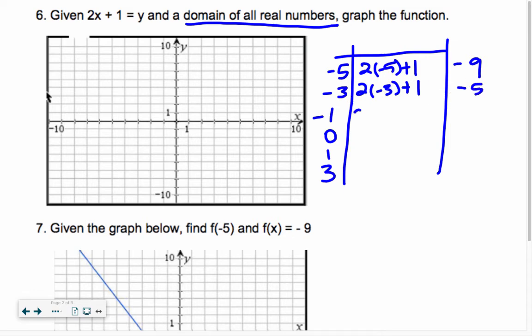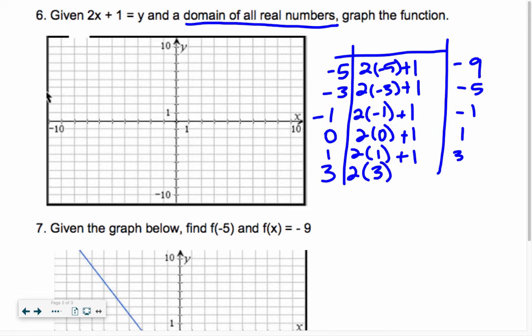-1. 2 times -1 plus 1 is -1. 2 times 0 plus 1 is 1. 2 times 1 plus 1. 2 times 1 is 2 plus 1 is 3. And then 2 times 3 plus 1. 2 times 3 is 6 plus 1 is 7.